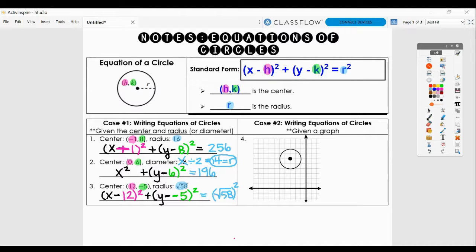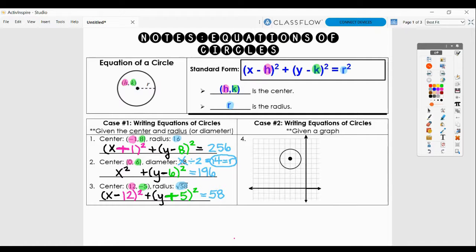Let's clean this up a little bit. Two negatives here make a positive between the y and the 5. And then when you take the square root and square it, those are opposite operations, so they cancel out. You're left with just the 58 underneath. So what we'll cancel that out to is just 58 outside of the square root.